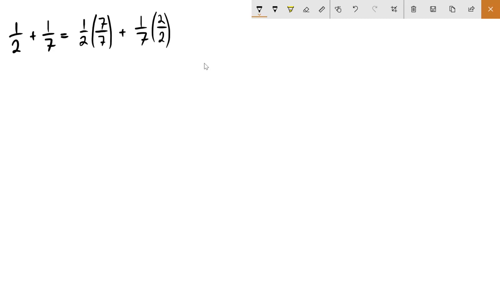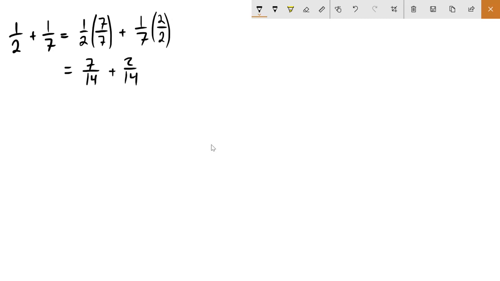So then what it becomes, 1 times 7 is 7. 2 times 7 is 14. That's what we wanted. 1 times 2 is 2. 7 times 2 is 14. So essentially what we do is we create unreduced fractions so that they have the same denominator.